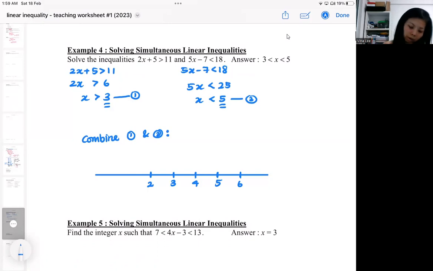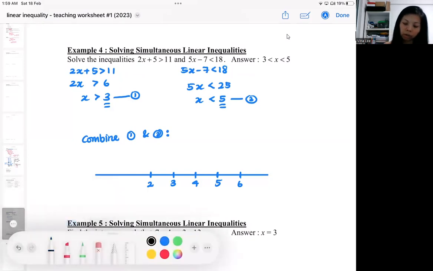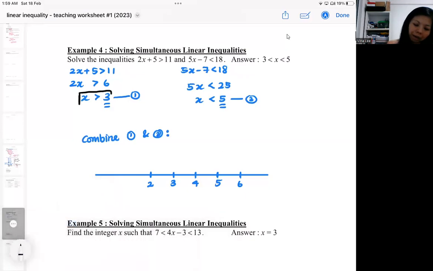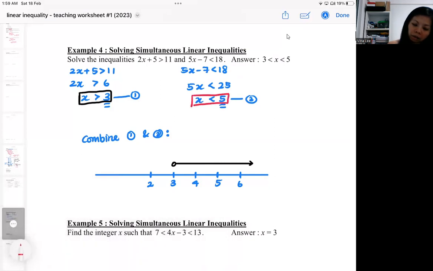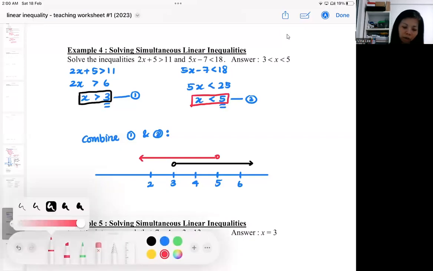For this one, I'm going to use black color. So it should be here. Then this one, I'm going to use red color. Don't be stingy with your number line. Try to make it longer. So the final answer is the region where you see two colors.